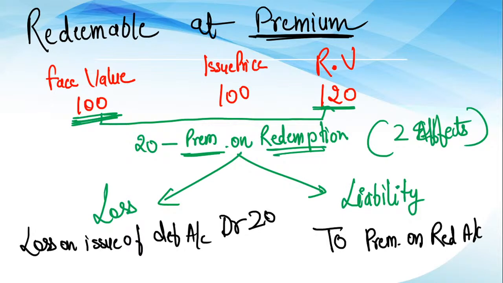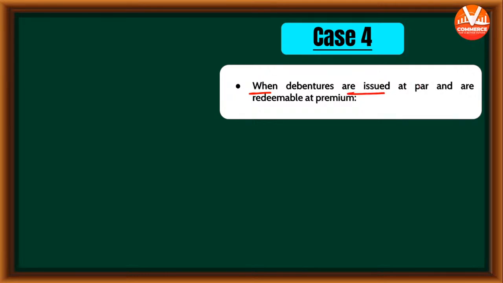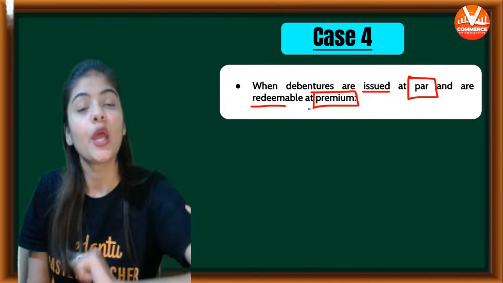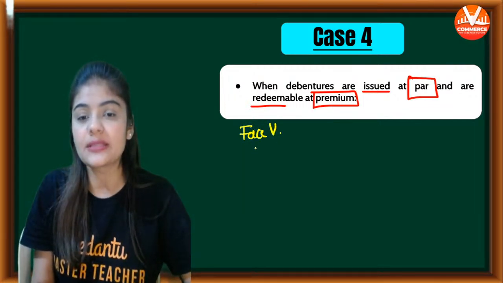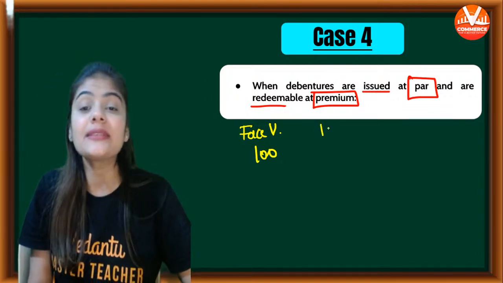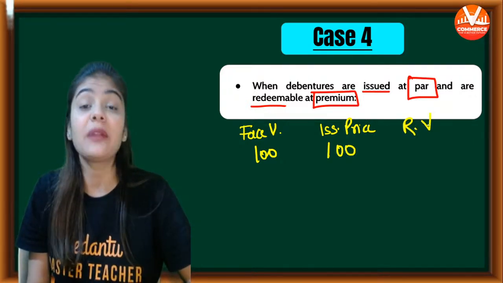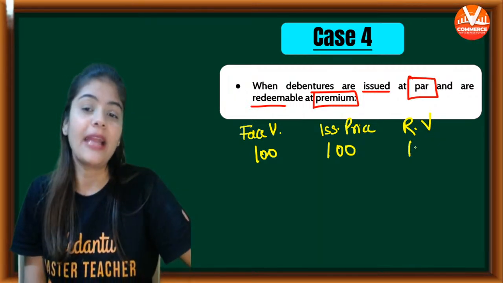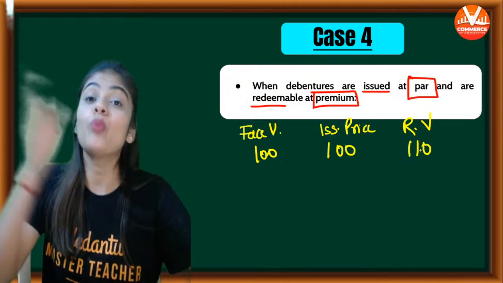Okay. Now coming on to our fourth case. The fourth case that we have is when debentures are issued at par and are redeemable at premium. So let's take an example for this. The face value is 100 rupees. The issue price is 100 rupees because they are issued at par, but they are redeemable at premium. So the redeemable value is 110. We have to repay at premium. So redemption value is more than the face value.